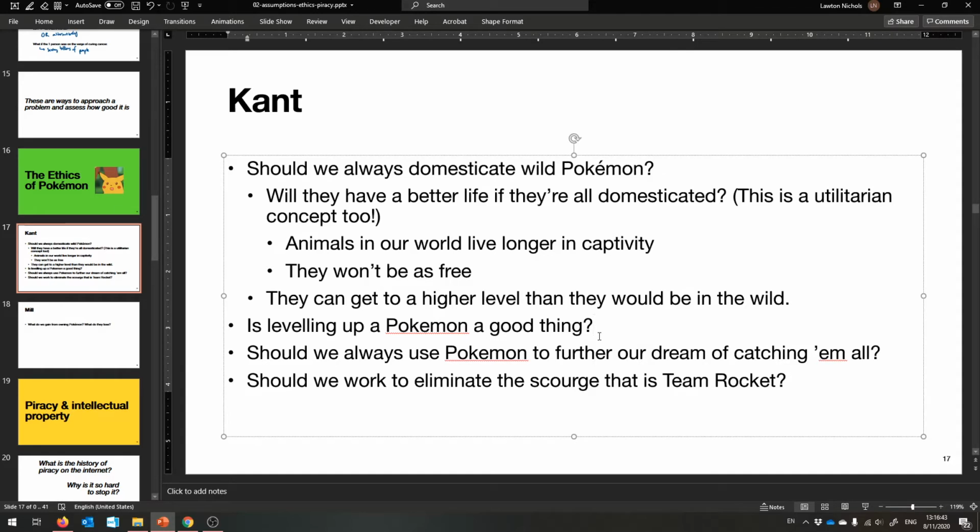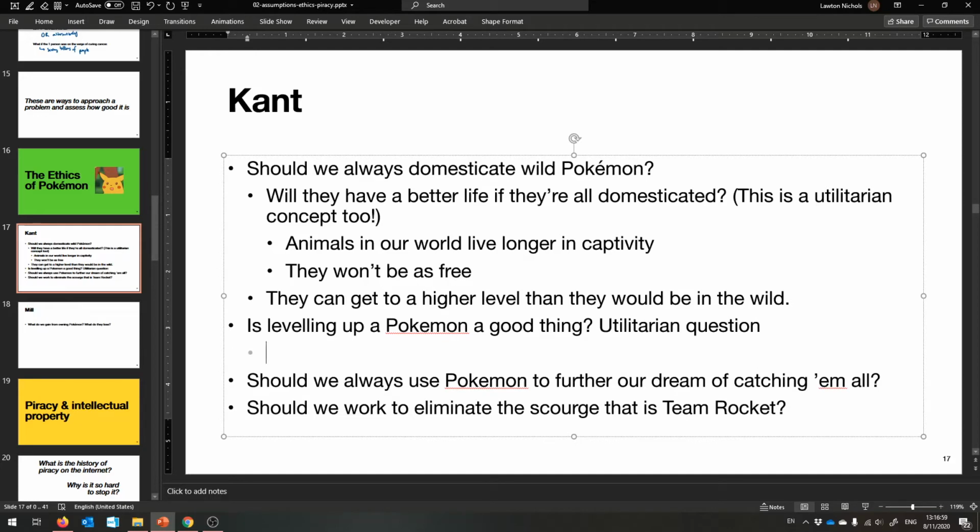And then you might ask, well, is leveling up a Pokemon a good thing? Well, that's a utilitarian question. I hope you see how you can pick those out now. And the answer could be yes or no again. I mean, in order to level up a Pokemon, you have to make them fight. Is it a good thing to make a Pokemon fight another? And, well, the answer again could be yes or no.